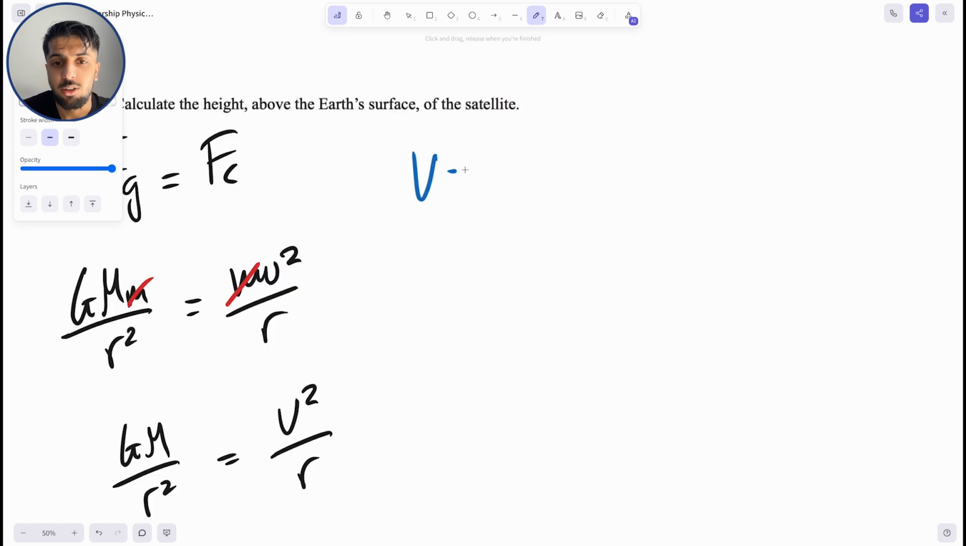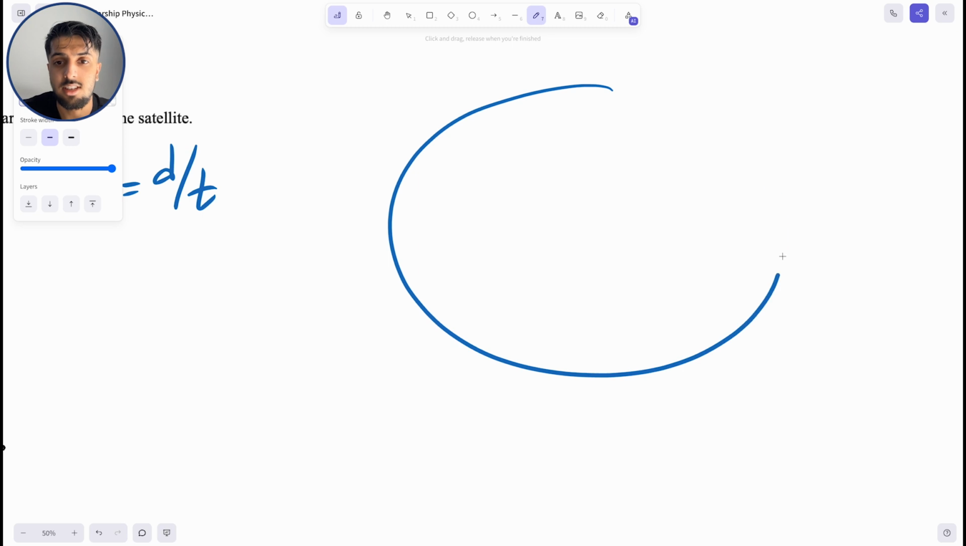We know that our velocity is distance over time. Our distance in this case is the circumference of a circle, right? Because the satellite is going in a circular motion.